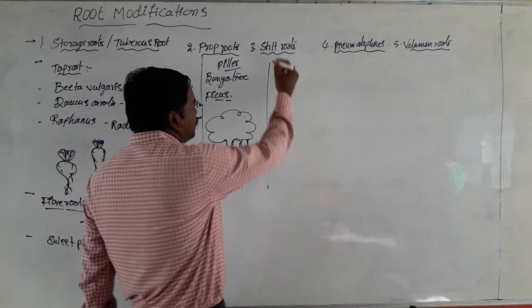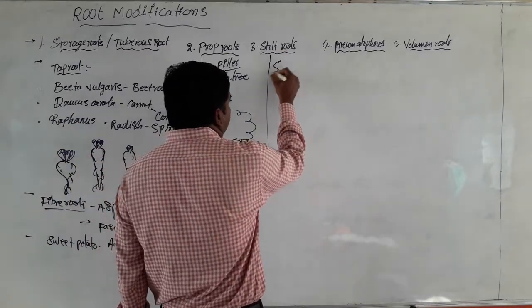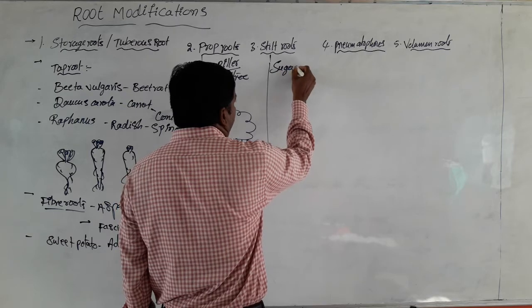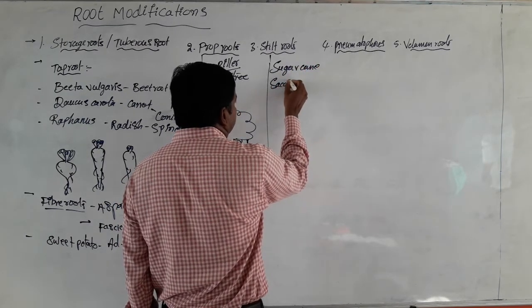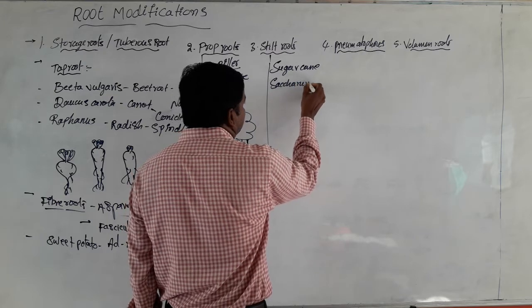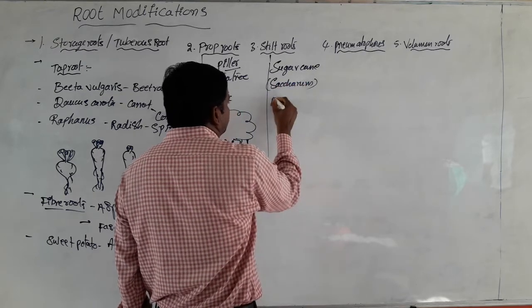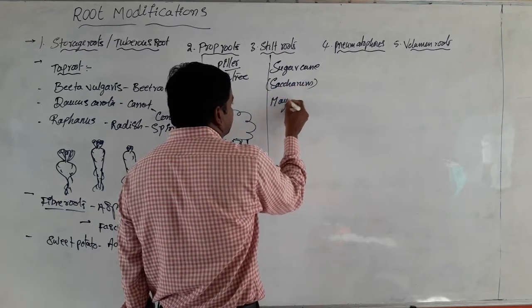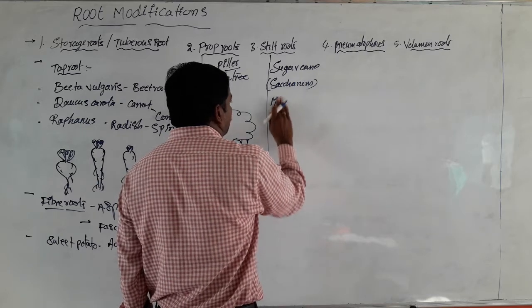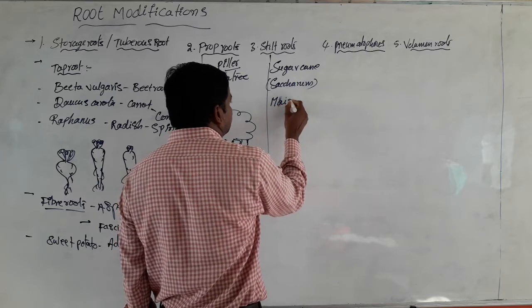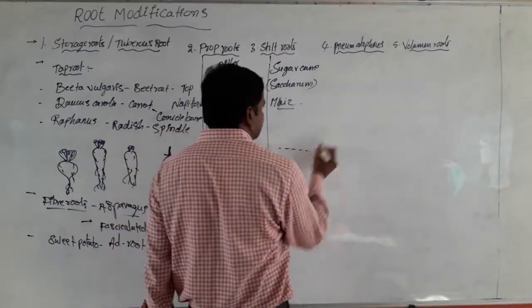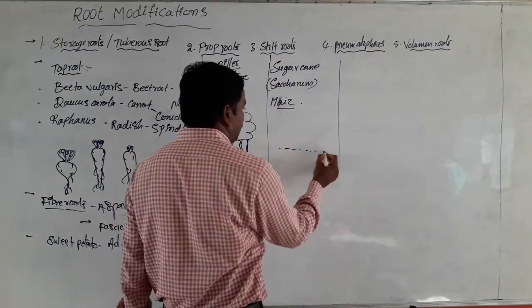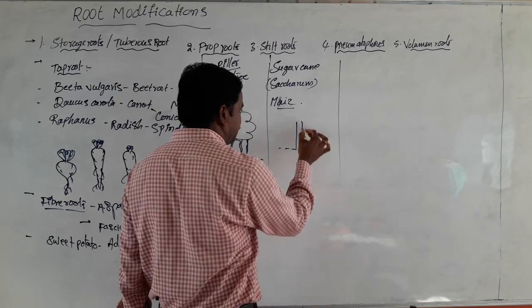Now coming to the stilt roots. Generally, stilt roots are present in sugarcane. The scientific name of sugarcane is Saccharum, and they are also present in maize, Zea mays. For example, this is the ground surface and this is the stem.